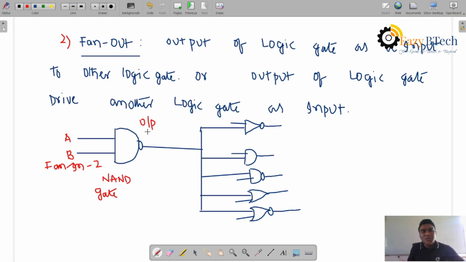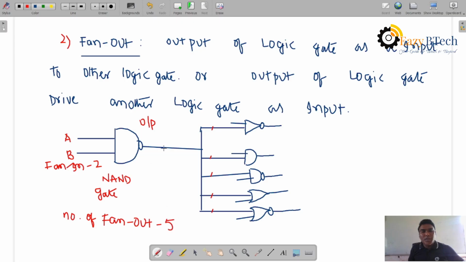So the output of this gate drives as an input to other logic gates. It is connected to another logic gate as an input. So if you see here, how many fan outs are here? We can say 1, 2, 3, 4 and 5. So the number of fan outs of the gate is 5, output as an input.